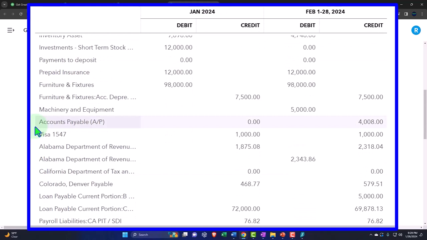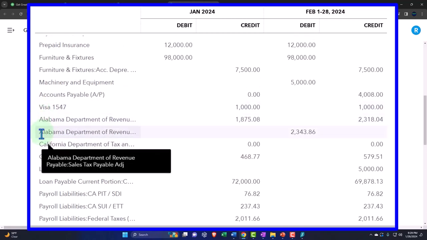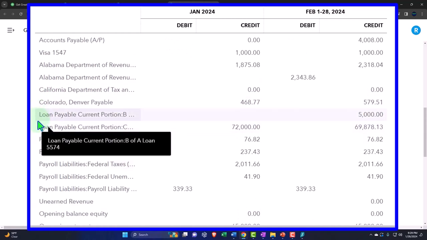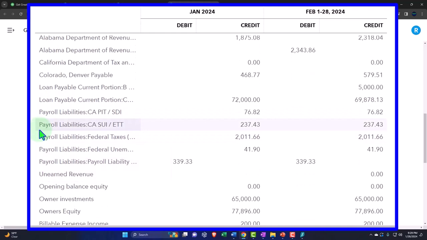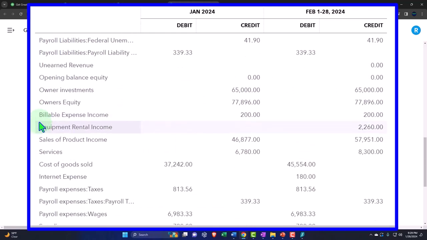Who has claim to those assets? The flip side of the coin, liabilities and equity. Starting with liabilities, the accounts payable, the Visa, the sales tax, the government. And then we have the bank with the loan payable. We have the payroll taxes, the government. And then we've got unearned revenue. If we collected a deposit, for example, that we owe back or we owe work.